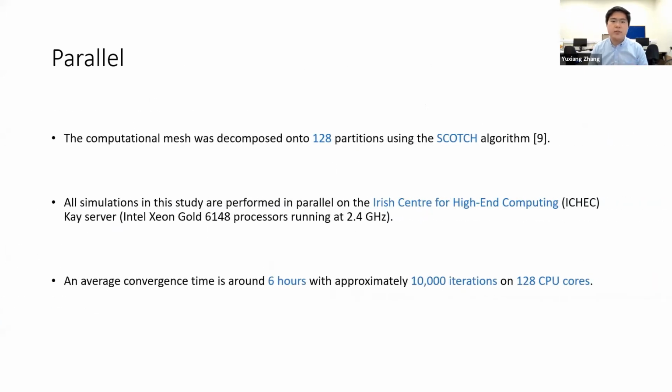The Scotch algorithm is used to decompose the mesh into 128 pieces. An average convergence time is around 6 hours in total, with approximately 10,000 iterations on 128 CPU cores.